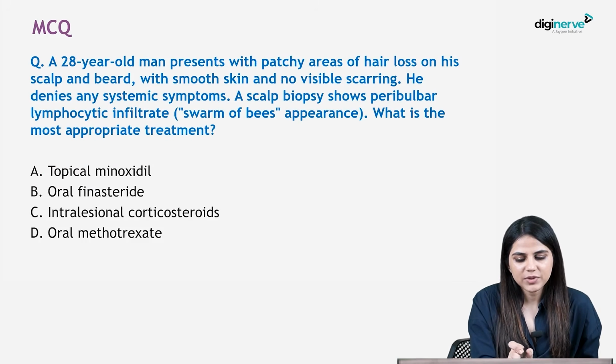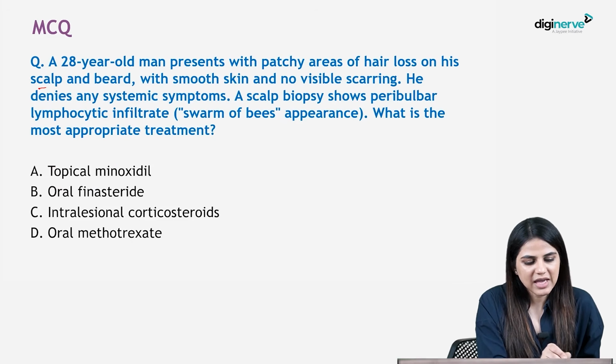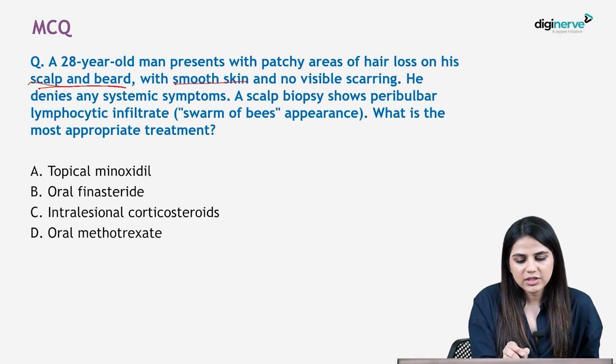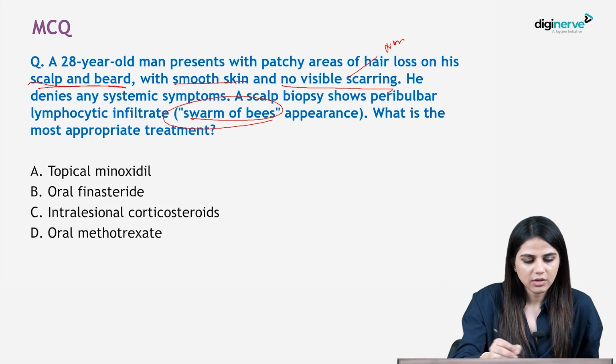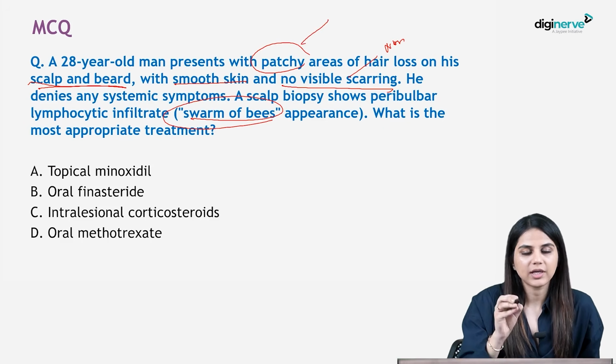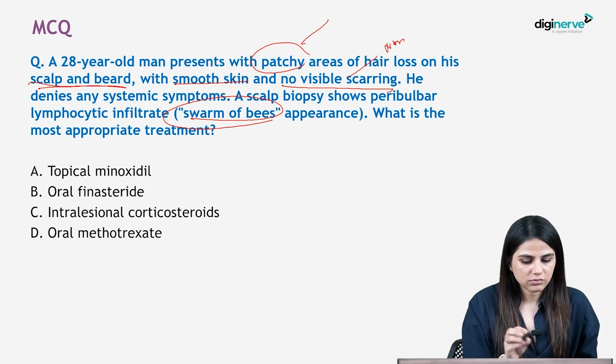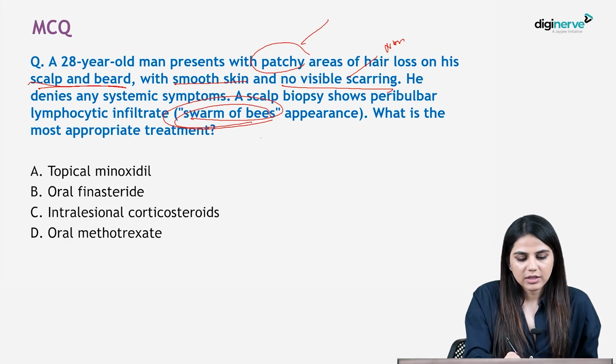28-year-old man presents with patchy areas of hair loss on his scalp and beard. Smooth skin, no visible scarring. Swarm of bees appearance. So first it is a non-scarring alopecia. It is a patchy non-scarring alopecia. So, and swarm of bees. It is alopecia areata.